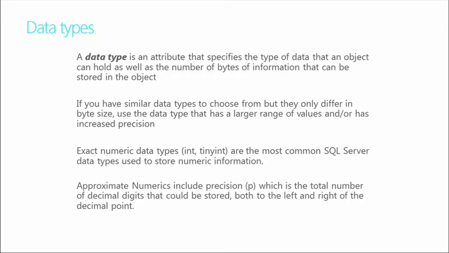Some exact numeric data types are int and tinyint, and these are probably the most commonly used data types because they store numeric information. Then we have approximate numeric types. These include precision, indicated by the letter P, which gives us the total number of decimal digits that can be stored both to the left and to the right of the decimal point. All of this has to be considered when you're deciding what columns to create for your new table, and what type of data you're storing in there. When we talked about the album ID, it's most likely going to be a numeric type value.